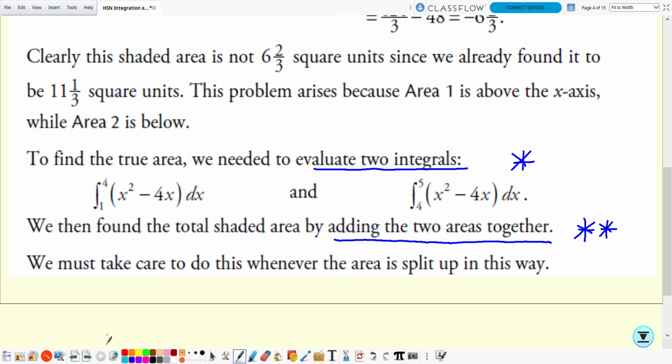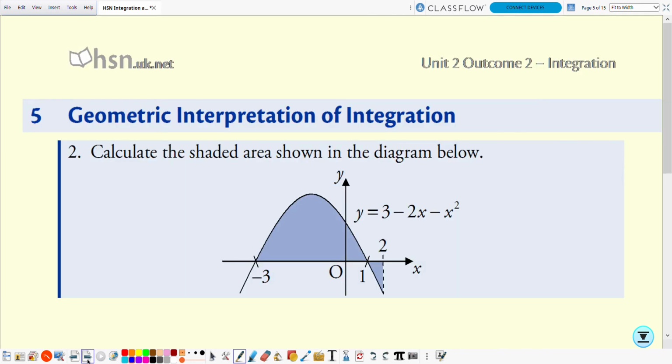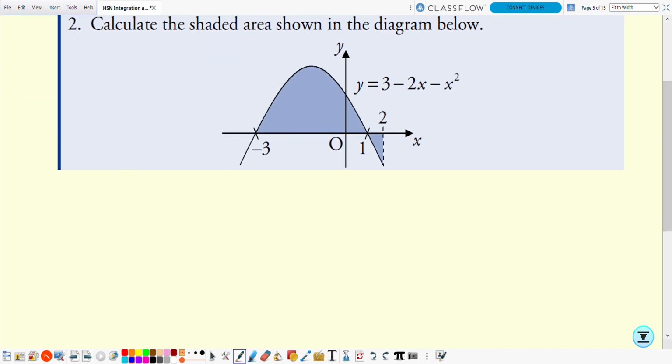You'll only be aware of that if you have a diagram there, or if you were having to sketch a diagram in order to do that. So this question here, you're asked to find the shaded area, and it's clearly split up into two parts that you're looking at. So you've got one part above the x-axis and then one part down below. So you're working for this, you would want to integrate.